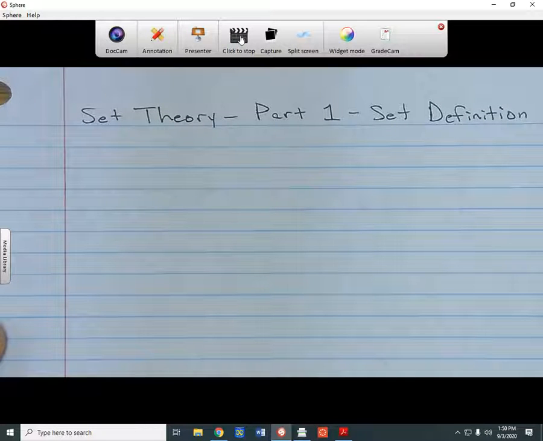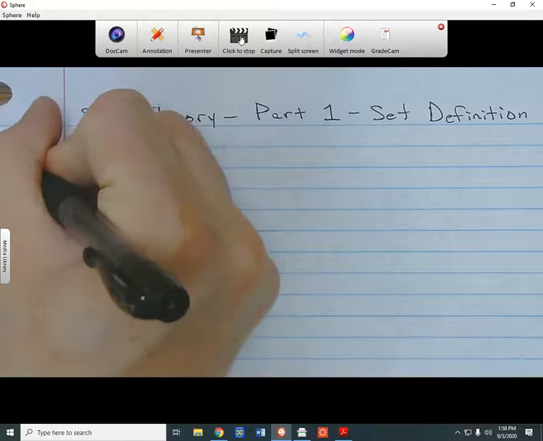Welcome to Set Theory 101. This is part 1 called Set Definition. I want to start off with a definition of a set.